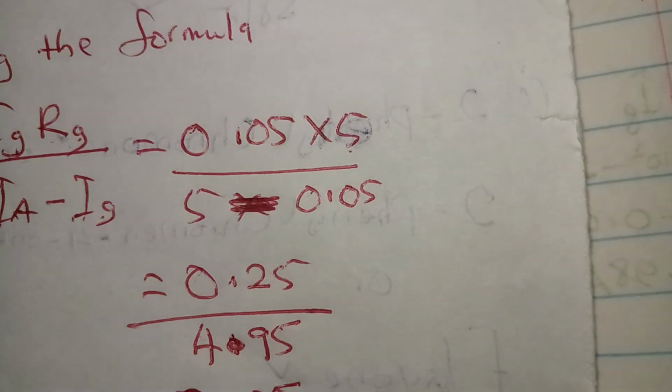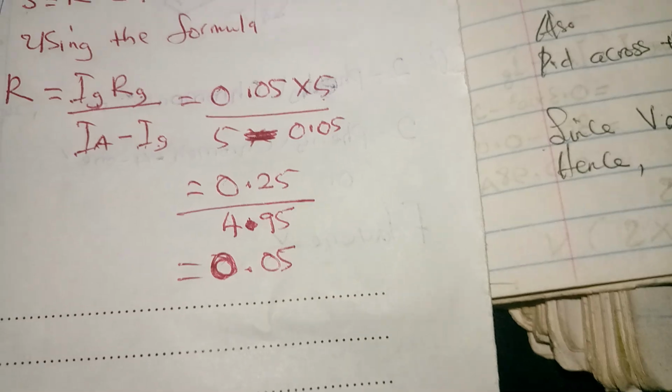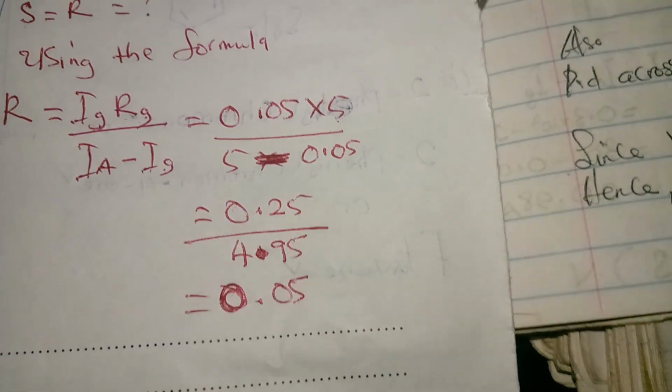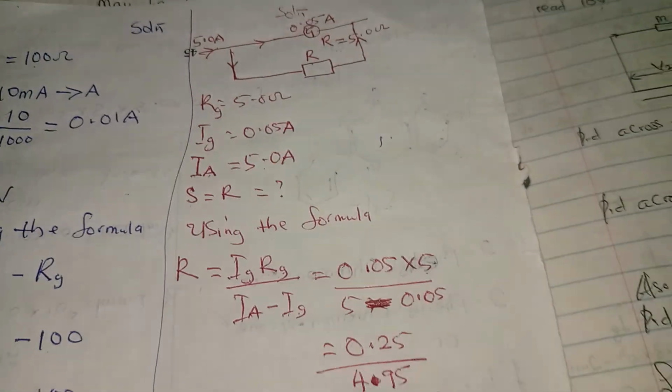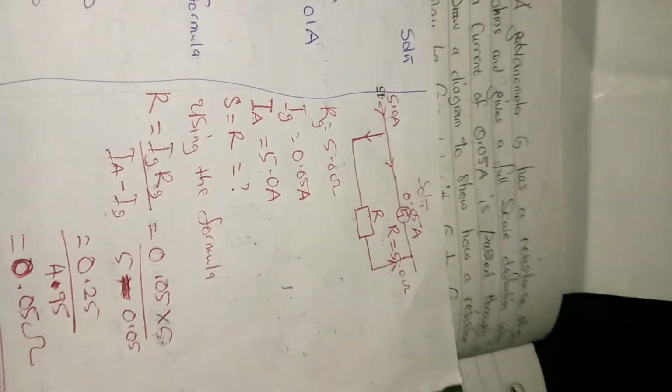Remember, I told you that shunt or R is a resistance and it is measured in ohms. This is what they were looking for. So it is very simple.